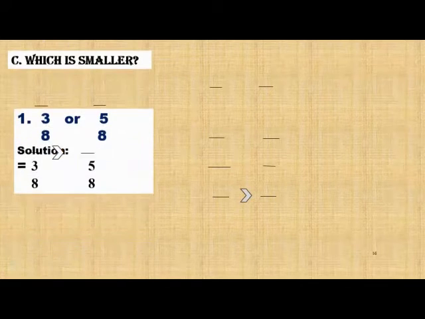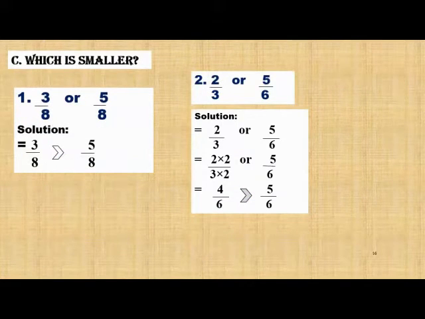Now move to another part, which is smaller. You have to find which fraction is smaller. In question number 1, 3 upon 8 or 5 upon 8.